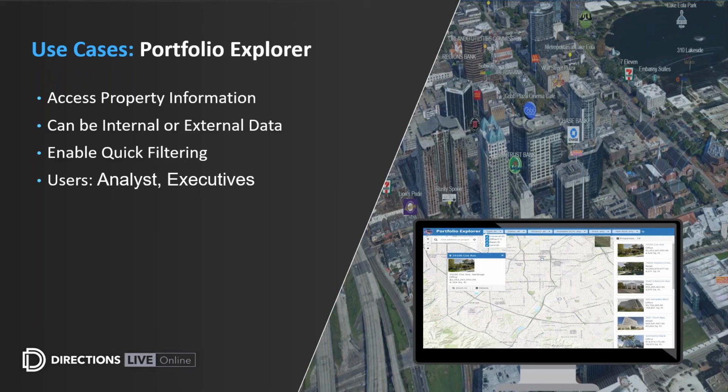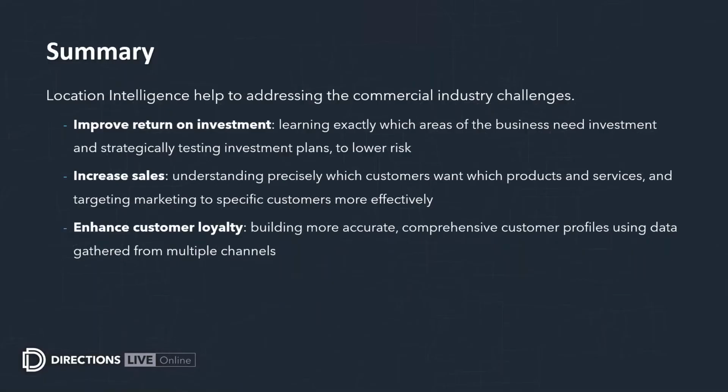Okay, so to summarize this webinar, location intelligence helps to address the commercial industry challenge. We can actually help to improve your return on investments by learning exactly which area is the right investment, and strategically put in the place and test it out, and all this analysis will help you to lower the risk. And of course by increasing the sales, because you understand where the customers are coming from and what they purchase. And then of course to enhance customer loyalty, because you know where all your members are, how you can treat them faster, and what kind of promotion you can correctly offer to them.